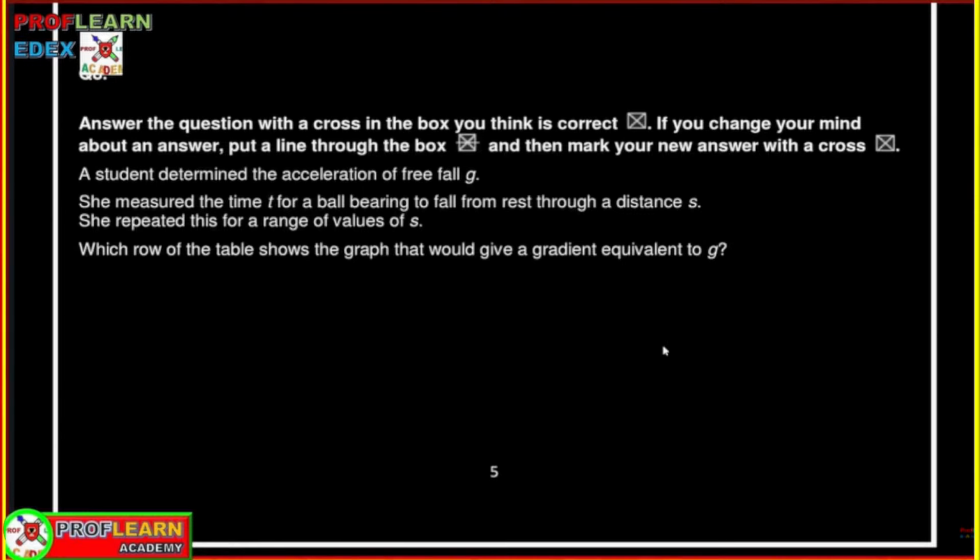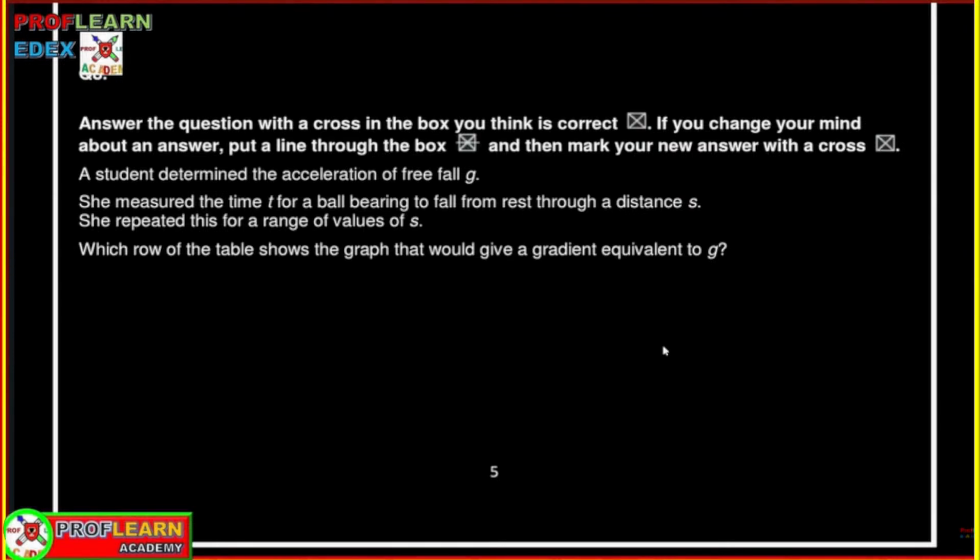Now we can move to the next question, which is saying that a student determined the acceleration of free fall g. She measured the time t for a ball bearing to fall from rest through a distance s. She repeated this for a range of values of s. Which row of the table shows the graph that will give a gradient equivalent to g?